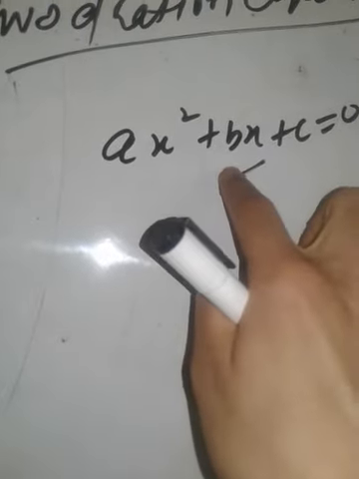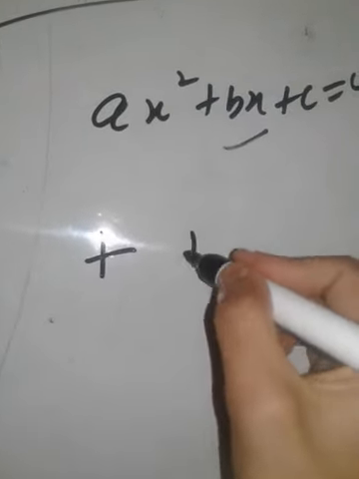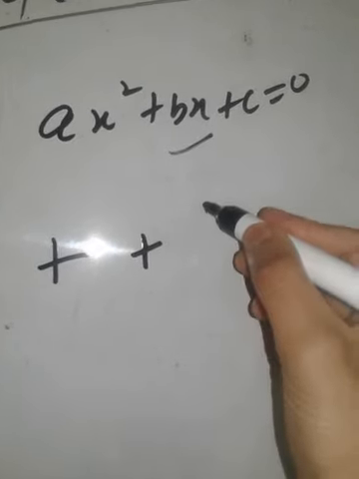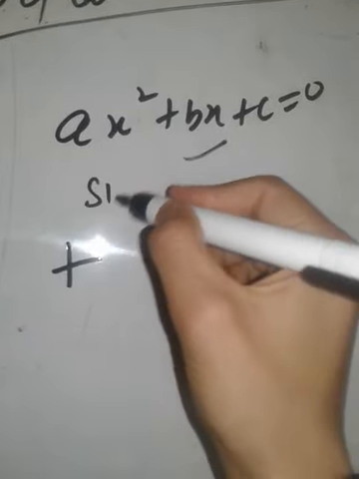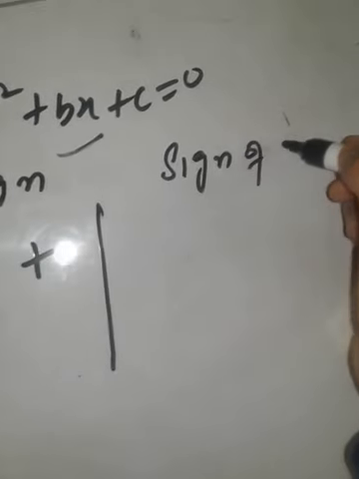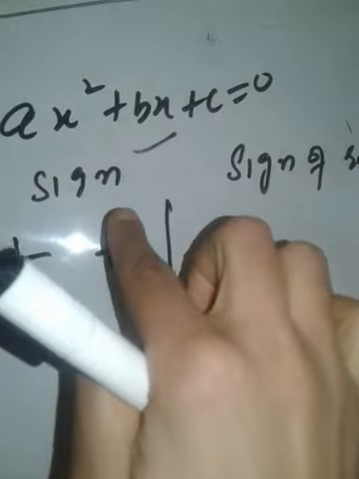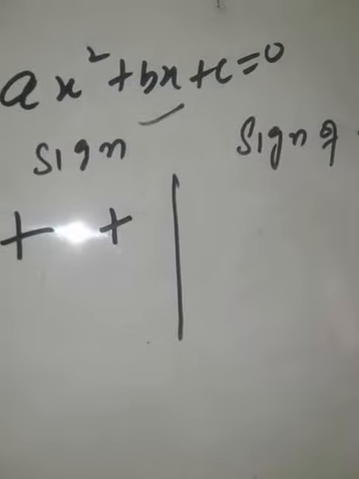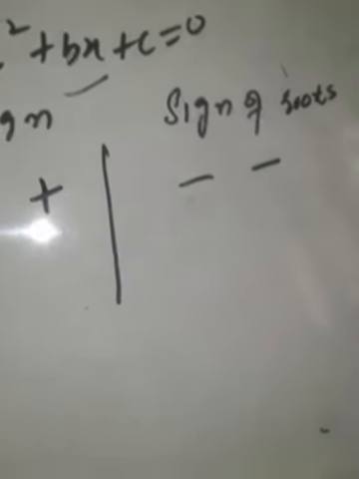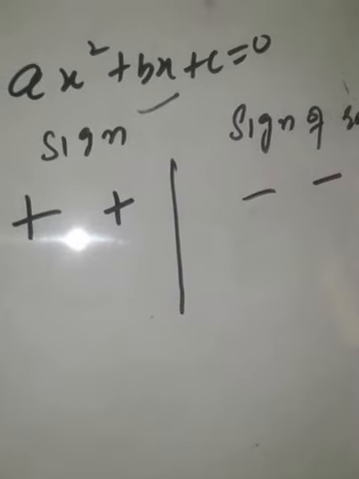If the signs of b and c, that is the middle term and the constant, are both plus plus, then the signs of the roots, or zeros, will be minus minus. The sign of both the roots will be minus, as a quadratic equation has two roots.